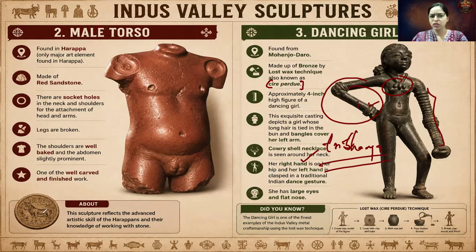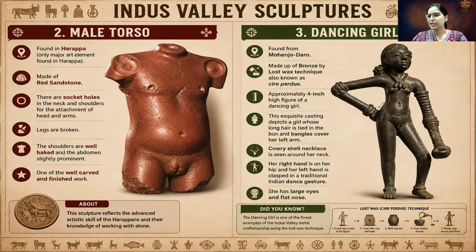Tribhanga posture of dance, which is very famous in Odissi dance, where there is a slight bend over here, and you're keeping your hand on the hip. Apart from that, her eyes are large and elongated. The nose is a little bit flattened. So these are the important features. A cowrie shell necklace is there. Hair is tied in a bun. So probably she had long hair tied in a bun, and bangles all over her left arm.